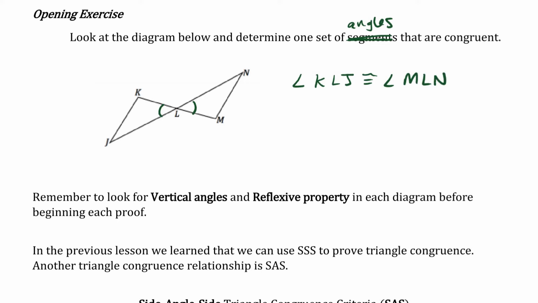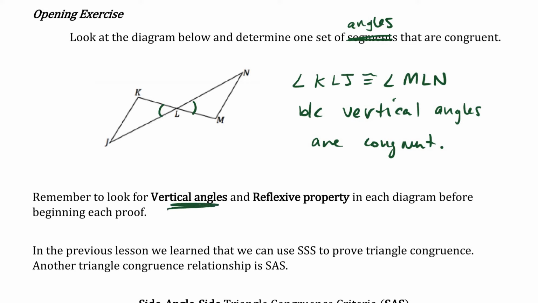And the reason we knew that was because vertical angles are congruent. And you'll notice that rule is right on that first page or 2 pages of rules in your packets. And it says, remember to look for those 2 things. So in this lesson, we're going to look for vertical angles. And from lesson 1, we're going to keep looking for the reflexive property in every diagram before beginning our proof.